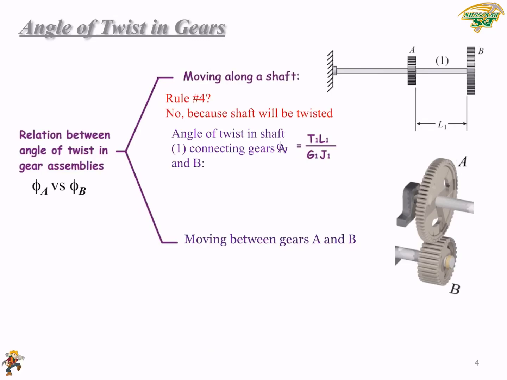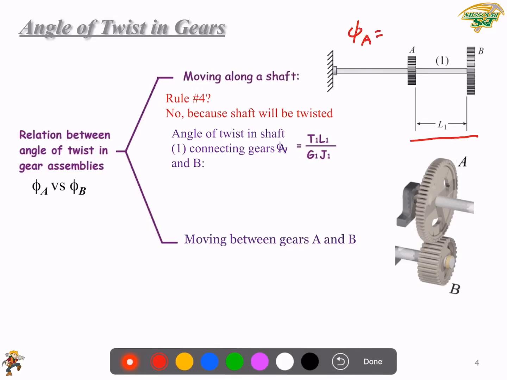So you cannot write phi A equals phi B. This is wrong. The correlation between phi A and phi B should be written as phi B equals phi A plus phi 1. Here, this phi 1 is the angle of twist in shaft number 1 connecting these two gears, and it can be calculated by TL over GJ. This equation had been given last time.